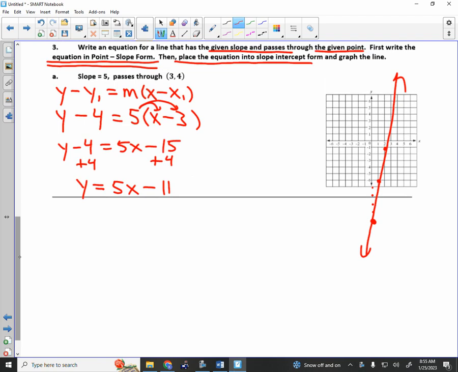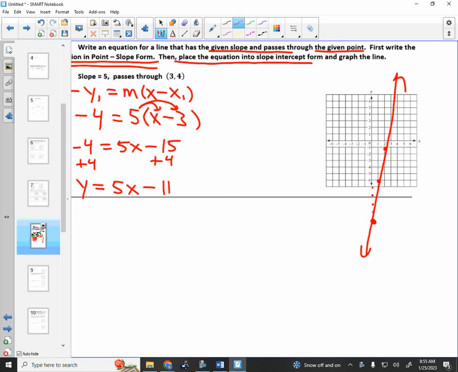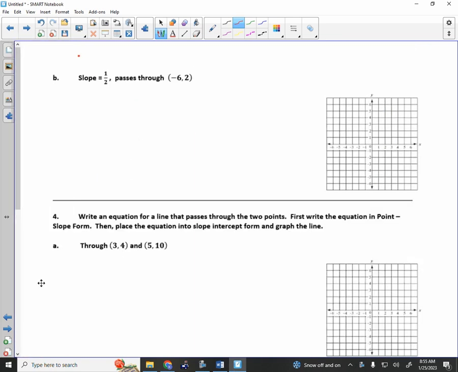I kind of like to get a feeling of whether I did the problem right or wrong. It says it passes through 3, 4. Does it look like the line could go through 3, positive 4? I know I didn't draw it perfect, but it does look like it's headed up towards 3, 4. Yeah. So that's a good indication we did it right. Let's try the next one. Yep. Exactly. If you did another one, go right through it.